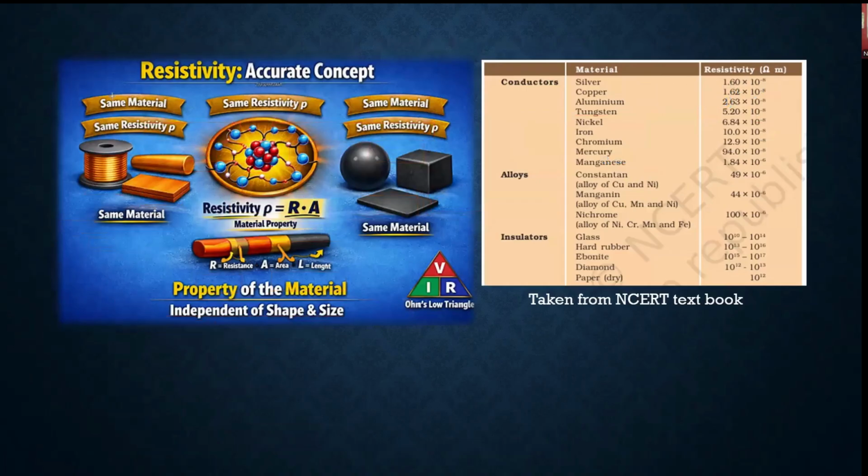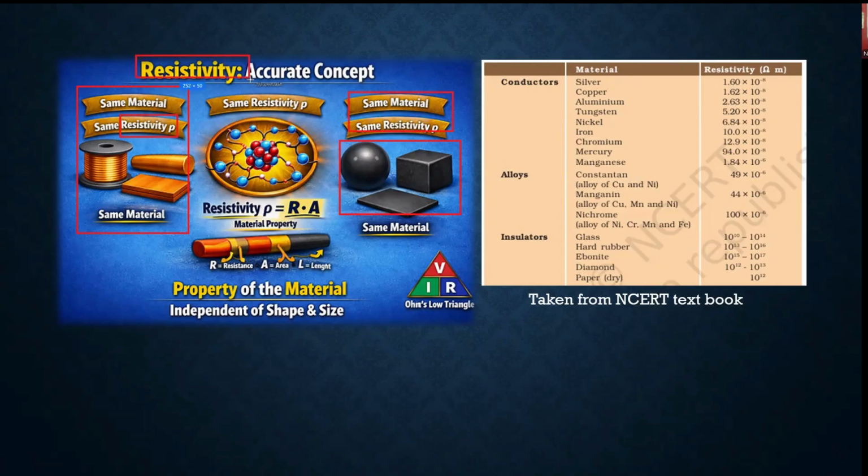As you see here, for the same material, if it is copper of any size and shape, the resistivity rho will remain the same. If it is graphite or some carbon-related item, rho will remain the same. Rho is the property of the material.